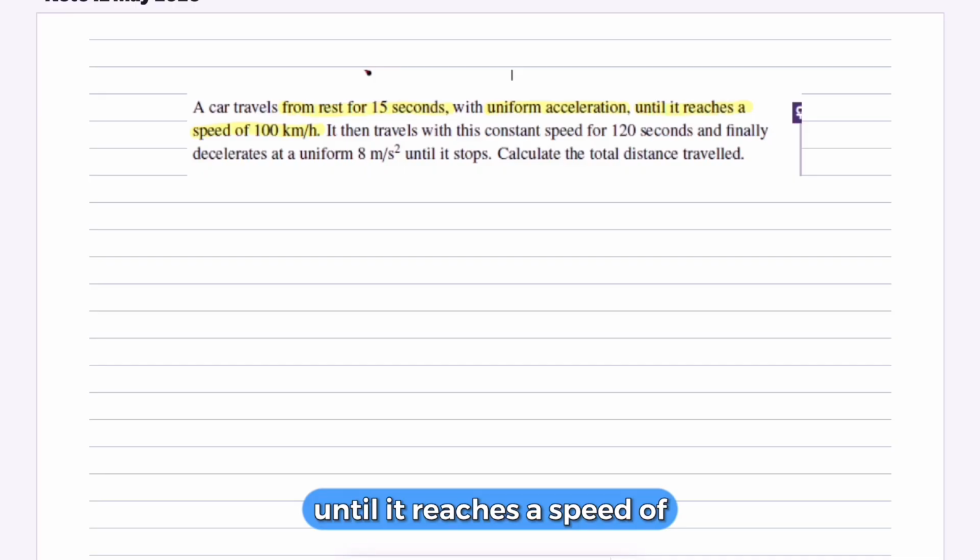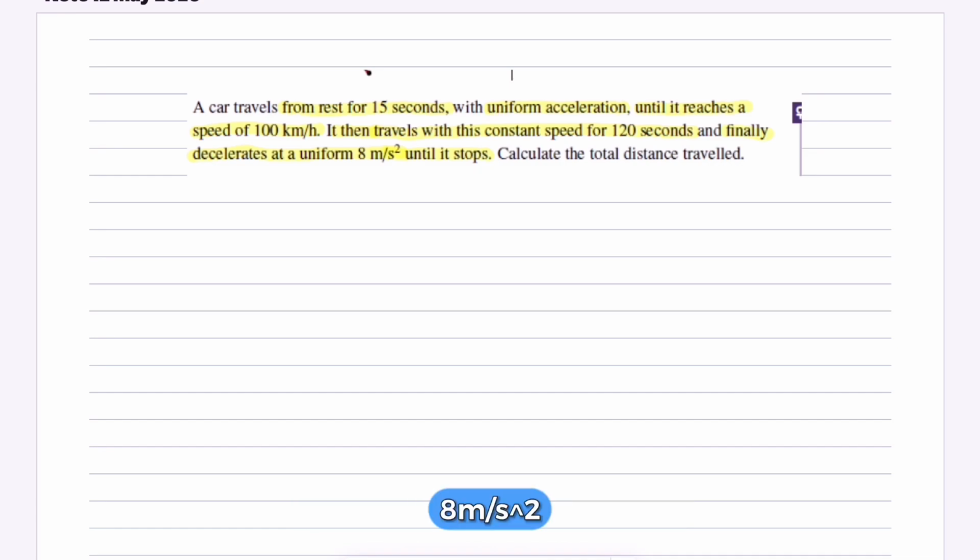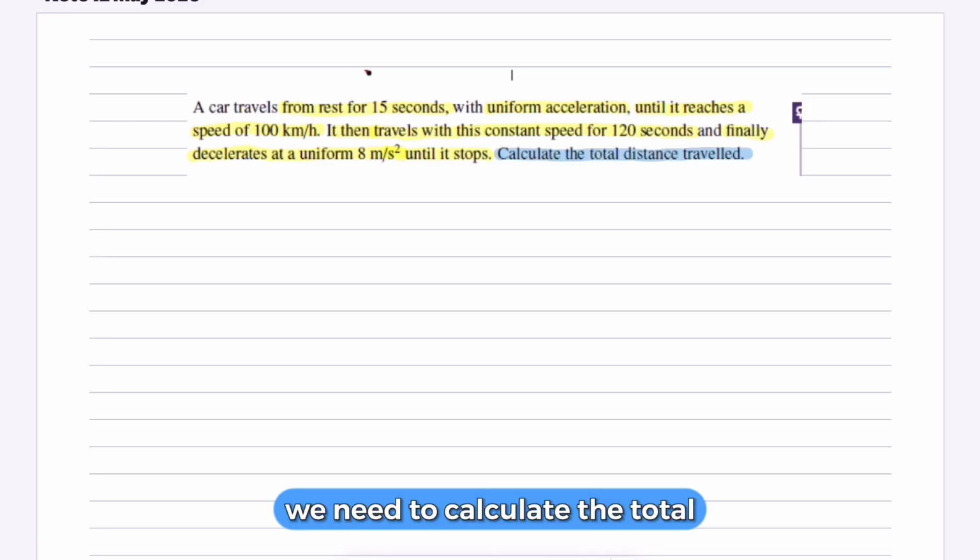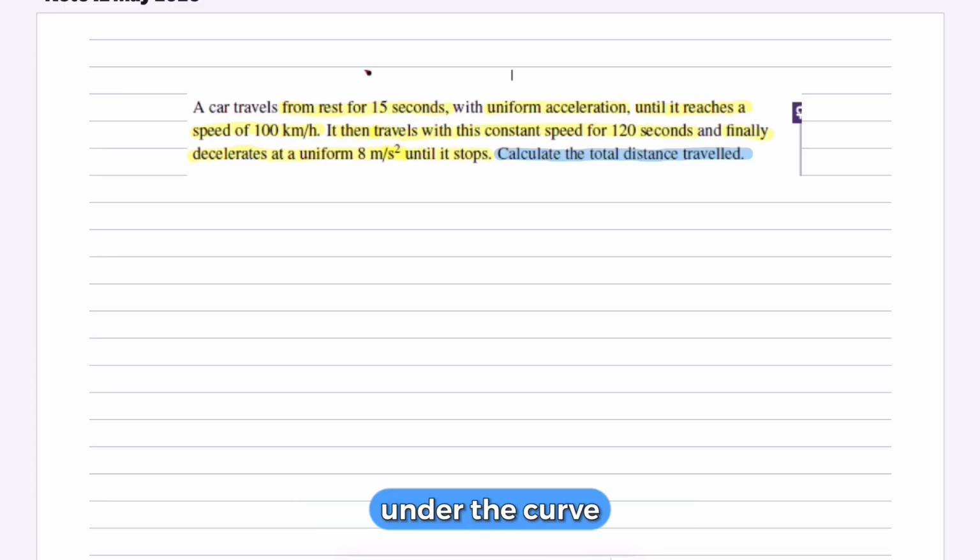Until it reaches a speed of 100 kilometers per hour. So we've got a car starting from rest, traveling for 15 seconds with the same acceleration until it reaches 100 kilometers per hour. So once it reaches 100 kilometers per hour, it then travels with this constant speed for 120 seconds. And finally, it decelerates at a uniform 8 meters per second squared until it stops. We need to calculate the total distance traveled. So the total distance traveled is just the area under the curve.